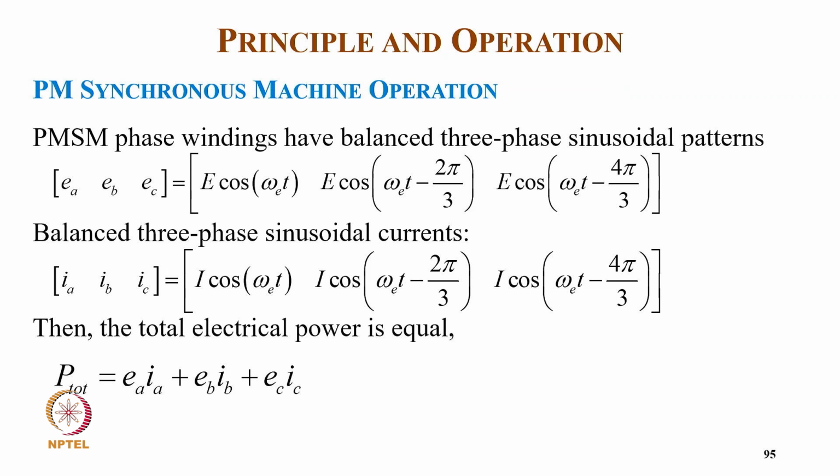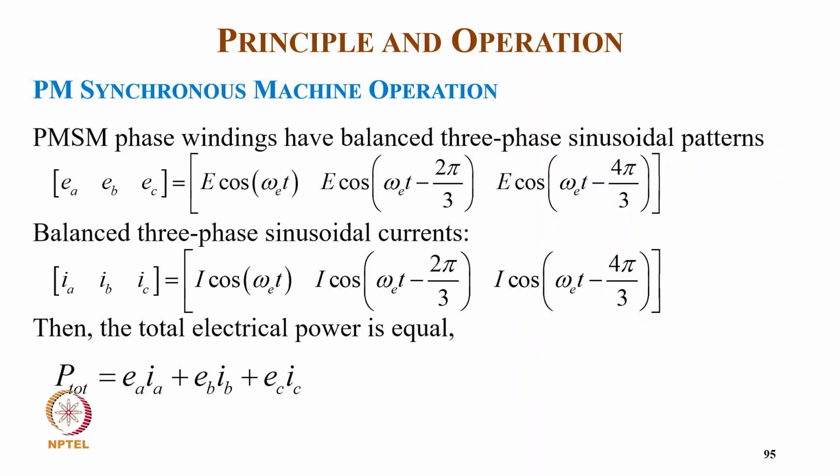In permanent synchronous machine operation, the permanent synchronous motor winding has a balanced three-phase sinusoidal pattern for back EMF, like Ea, Eb, Ec. Ea is E cos omega_e t, Eb is E cos(omega t minus 2 pi by 3), and Ec is E cos(omega t minus 4 pi by 3), with balanced three-phase sinusoidal currents Ia, Ib, Ic: I cos omega_e t, I cos(omega t minus 2 pi by 3), and I cos(omega_e t minus 4 pi by 3).